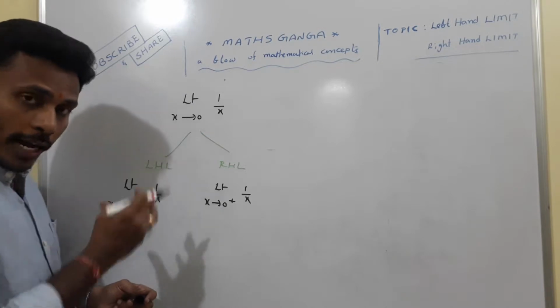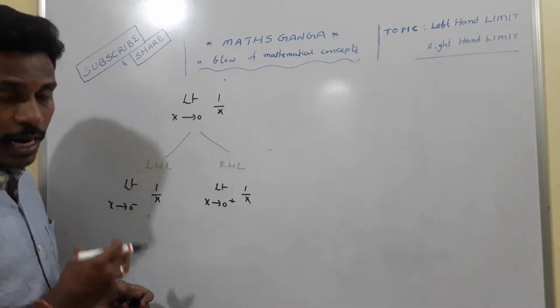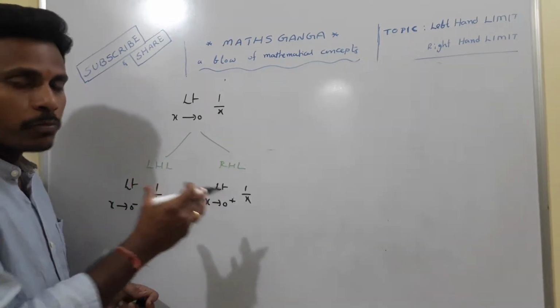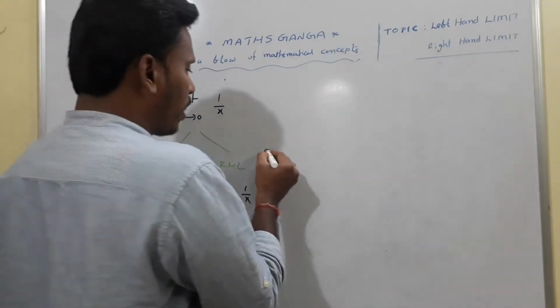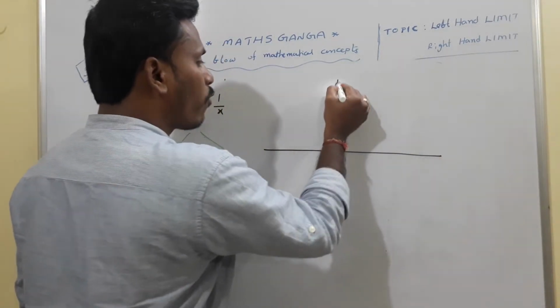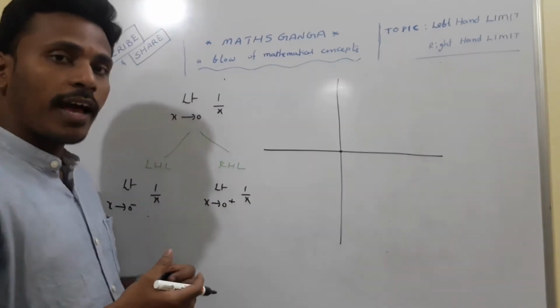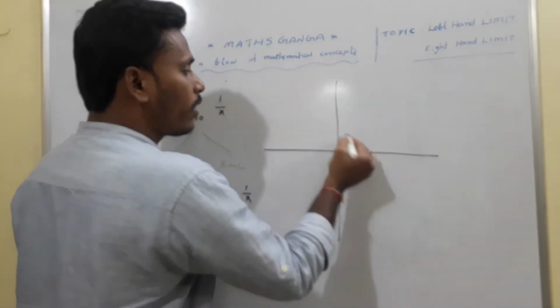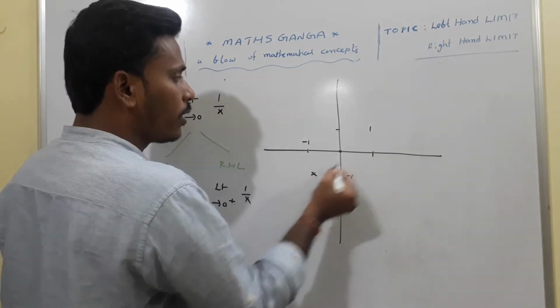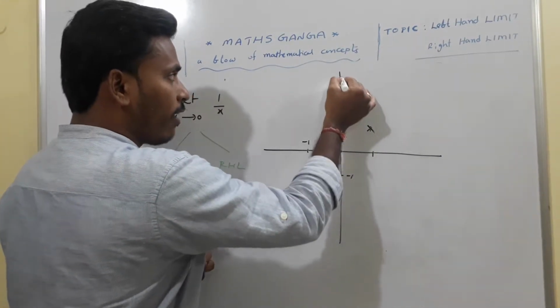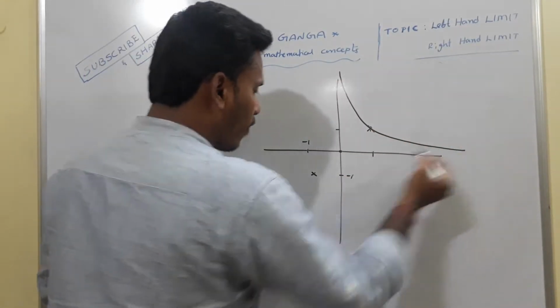So, to find out the left hand limit as well as right hand limit for 1 by x, I am observing the graph. See, what is the graph of 1 by x? If this is 0, if you observe the graph of 1 by x, at x equals 1, the functional value is 1. At x equals minus 1, the functional value is minus 1. It is moving through this point and the graph will be like this. This is the graph of 1 by x actually.